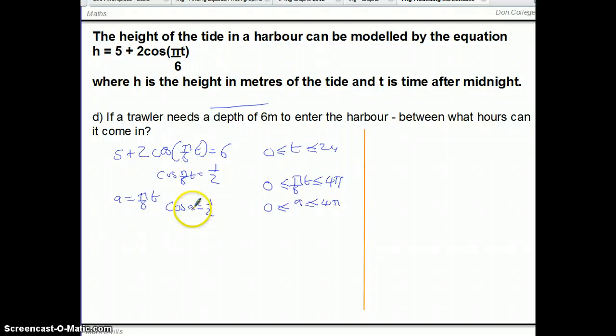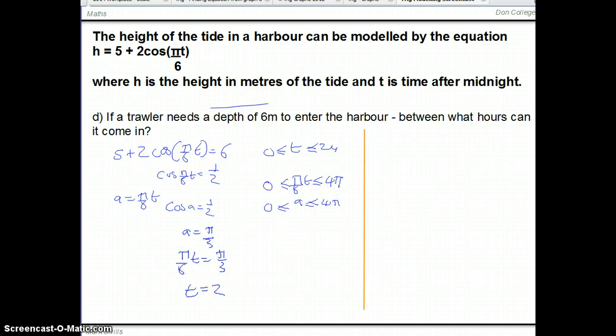So we could solve it like this. That would tell us A is pi on 3, and then we would go twice around the circle and find out what they all are. But I reckon we should take a shortcut here. Let's just work out this first solution. A is pi on 3, and A is pi on 6 t. So pi over 6 t equals pi over 3. If I multiply by 6, I'll get 6 over 3, which will cancel down to 2, and pi will cancel out. So t is equal to 2.